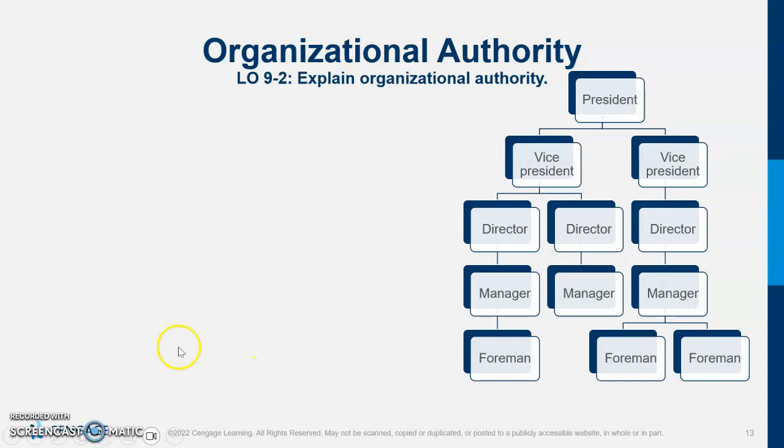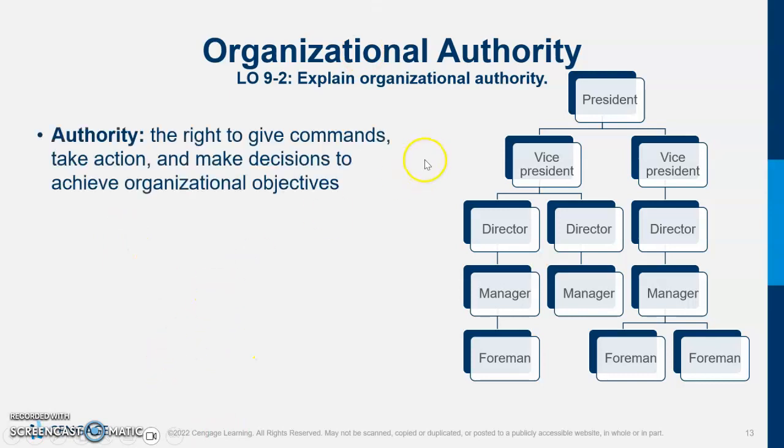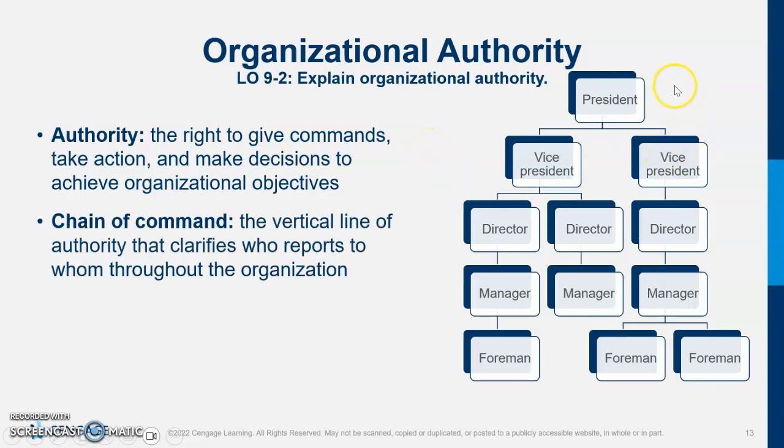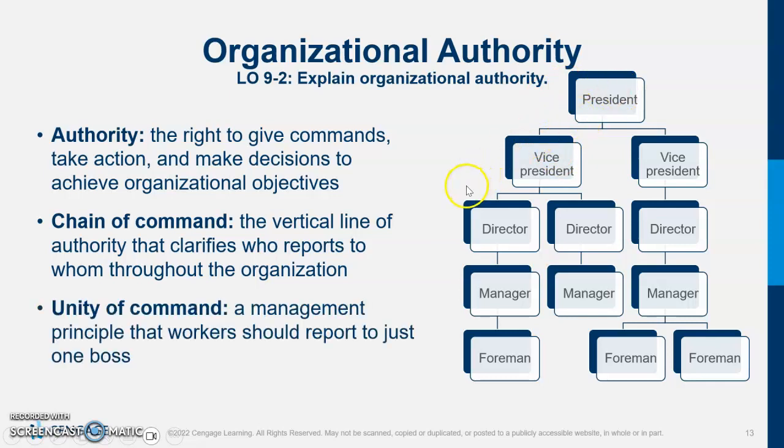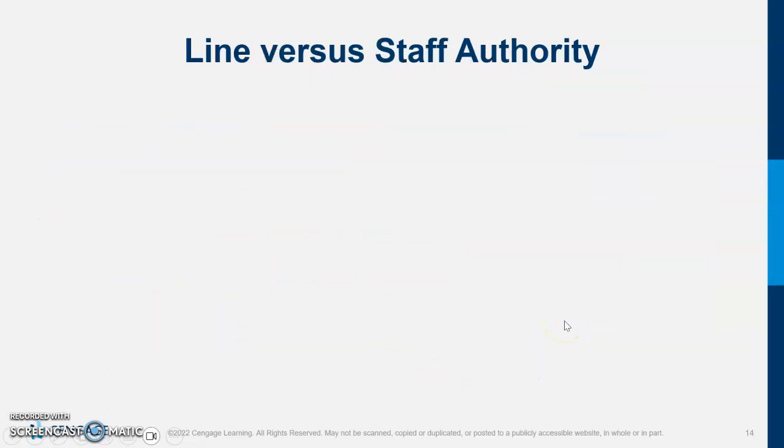All right, we also look at authority in this chapter, and authority is just the right to give commands, take actions, and make decisions. And with that comes a chain of command. So you can see here that the foreman reports to the manager, who reports to the director, who reports to the vice president, who reports to the president. And unity of command just says that a worker should only report to one boss. And you can see that's here. There's only one boss, right? And that's one of the principles of management we discussed in chapter 2.